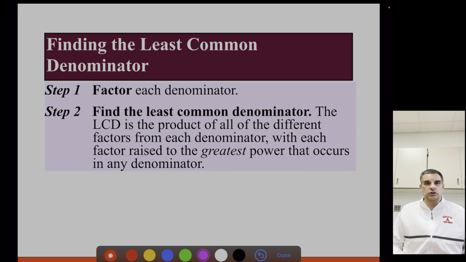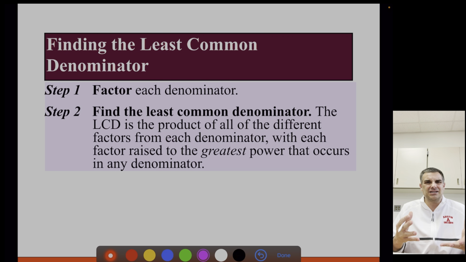So in order to do this, you are going to factor each denominator. And then you're going to find the least common denominator. It is the product of all of the different factors from each denominator with the factor raised to the greatest power that occurs in any denominator. What the heck does all that mean?